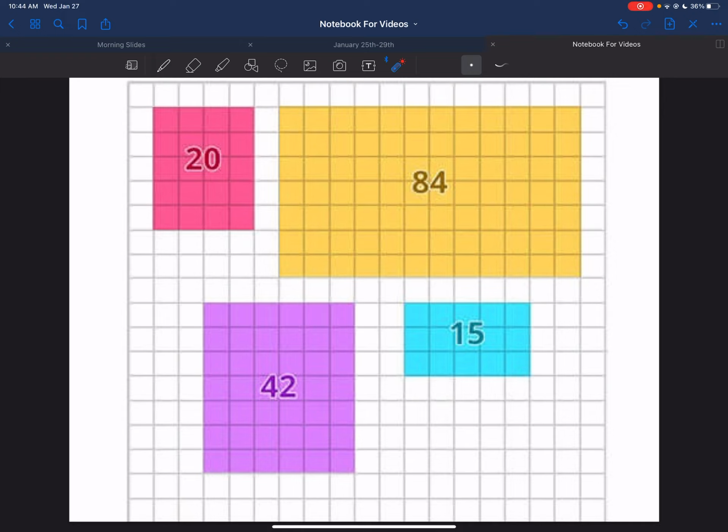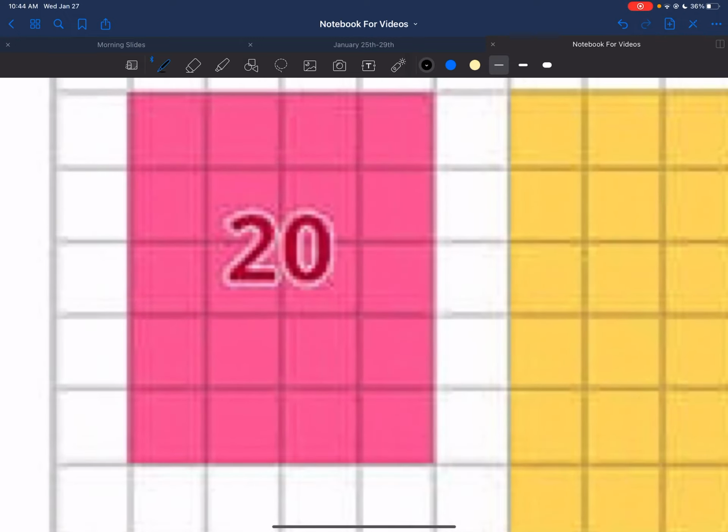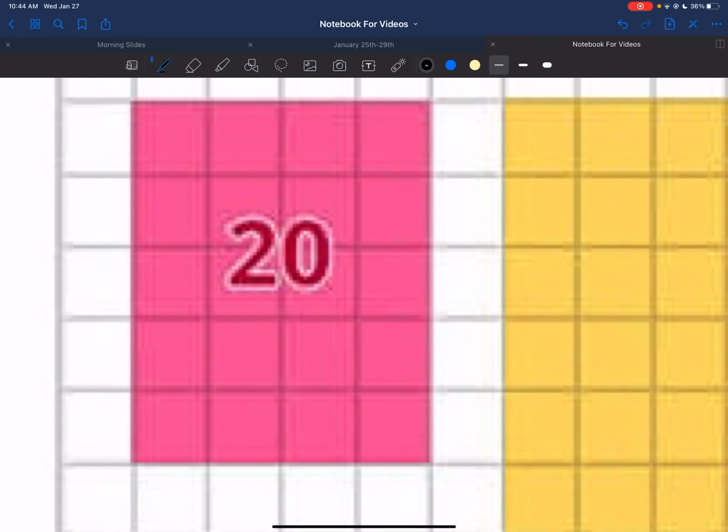So there are a few ways that we can solve for area. The first way is called tiling, or by using our graph paper to solve. So if I were to use this graph paper, I'm going to look at this shape right here. I can see that this rectangle takes up some space on the graph paper.